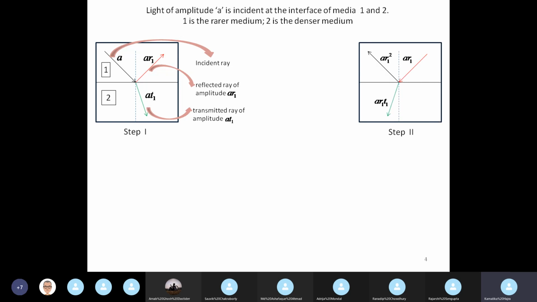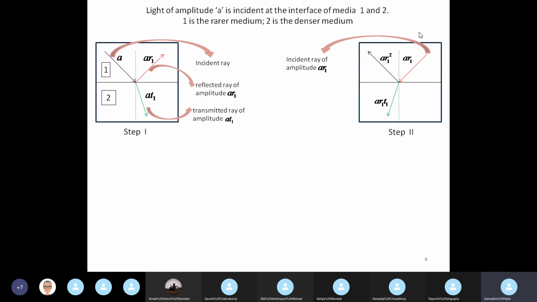Now in step 2, what I have done is I have placed my source here. In this picture my source was here. Now I place my source here, okay. So now AR1 is the incident ray. We now have the incident ray of amplitude AR1, reflected into medium 1 again. So what will be the amplitude of the reflected ray? AR1 multiplied by R1. So AR1 squared.